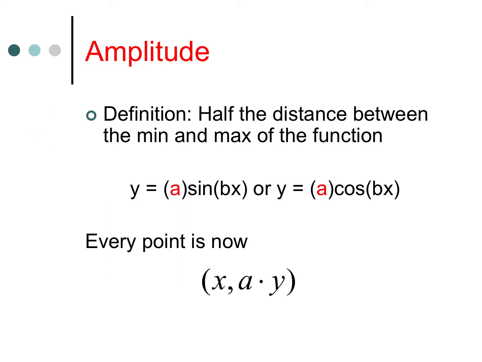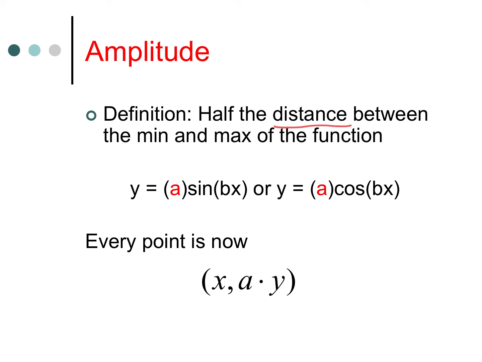Let's discuss some of the features of our functions or how we could do some transformations. To begin with, we have the amplitude. And the amplitude is half the distance between the minimum and the maximum of your function. And one thing to point out here is your amplitude is a distance. And since it is a distance, it's always going to be a positive value.